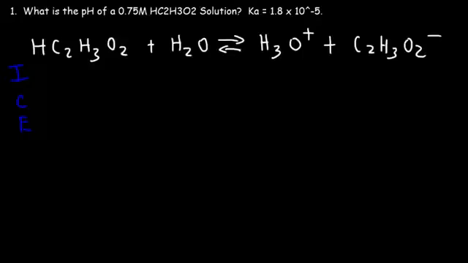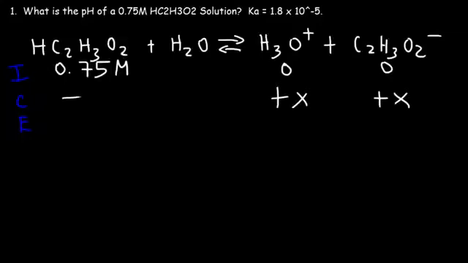The initial amount of acetic acid is 0.75, and this is going to be units of molarity. And for the products, we're going to start with 0. Now the reaction has no choice but to shift to the right. It can't shift to the left. So the products will increase by x, and the reactant will decrease by x. We don't have to worry about water because water is a pure liquid. Everything else is in the aqueous phase.